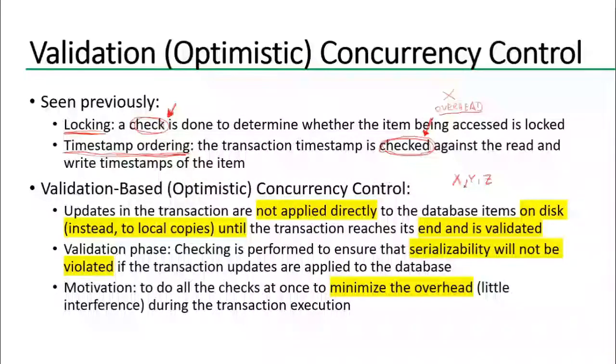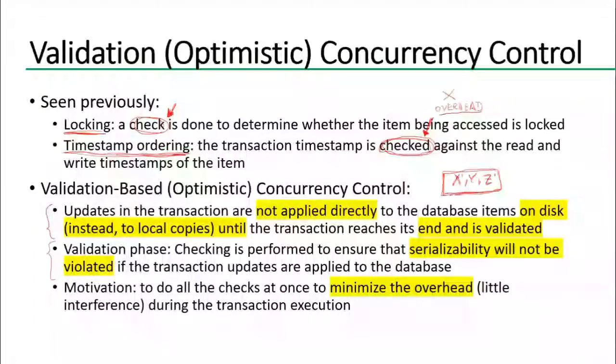Then after you do all the operations of the transaction, you run the validation phase, phase 2. You validate if your updates on these items will violate the serializability with the other transactions. So you validate if whatever you did was illegal or not.